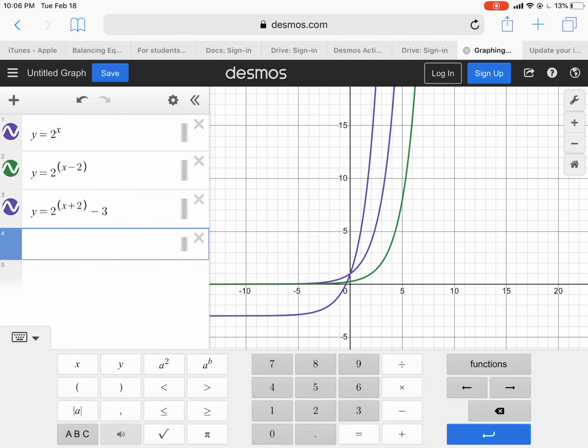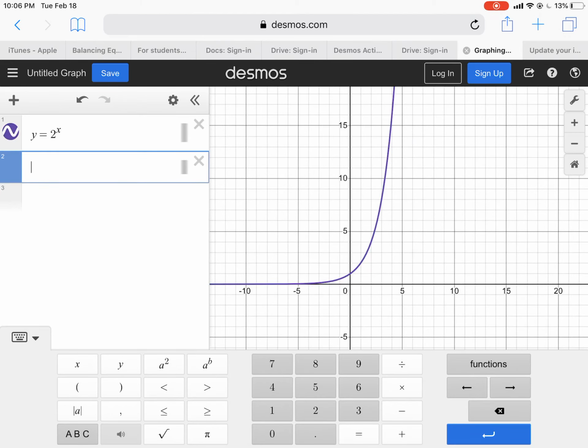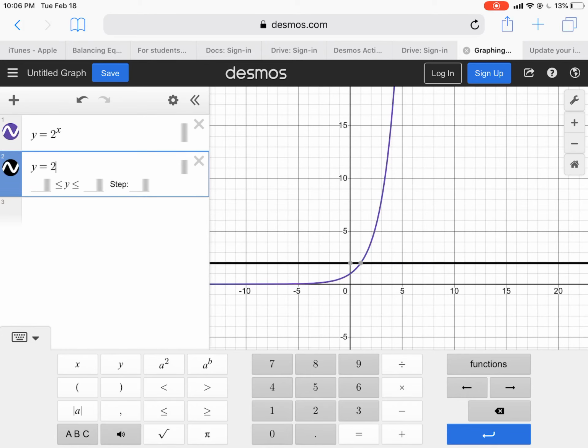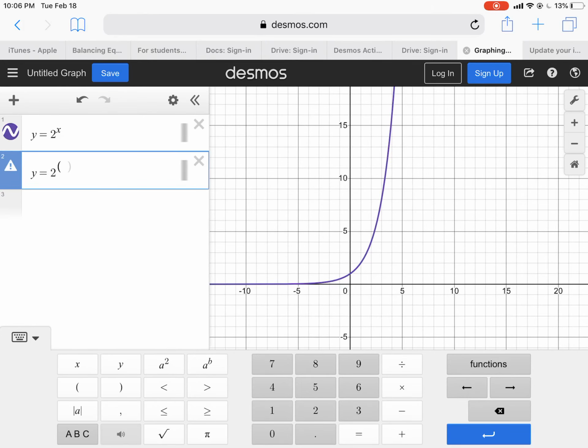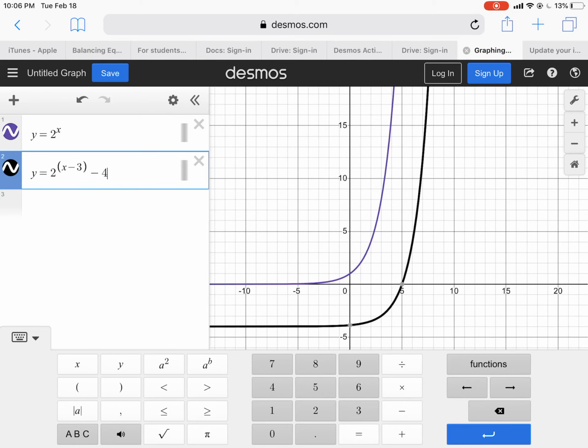Okay, so let's say I want to move it to the right 3, so that would be x minus 3, and then I'm going to go down 4. There we go. So right 3, down 4.